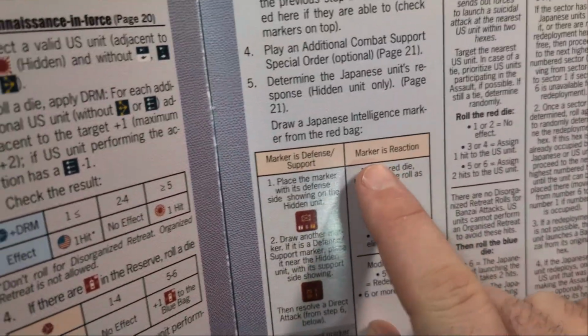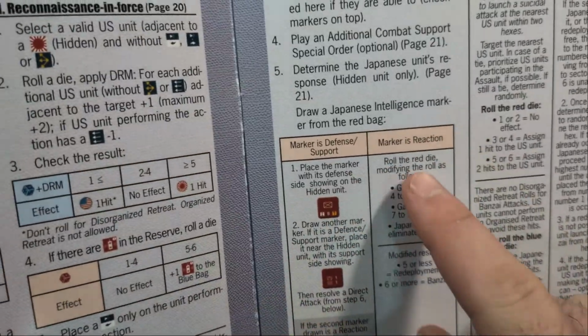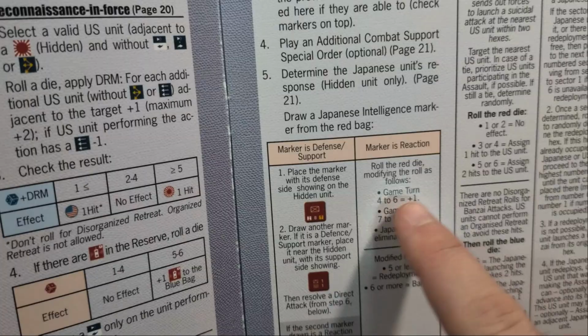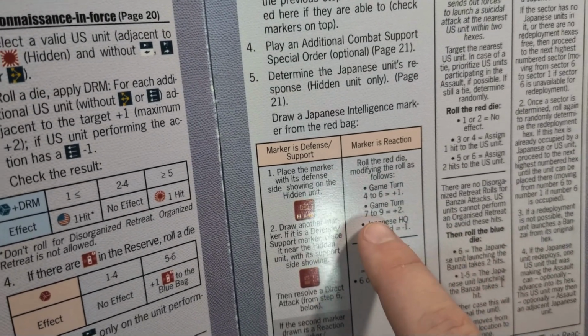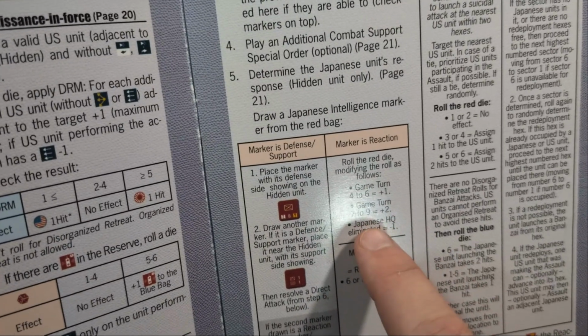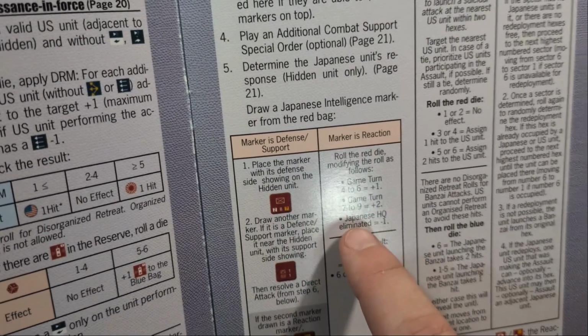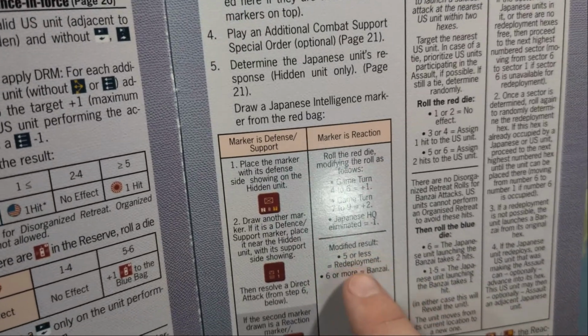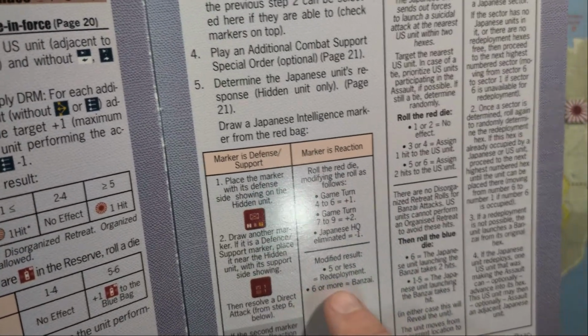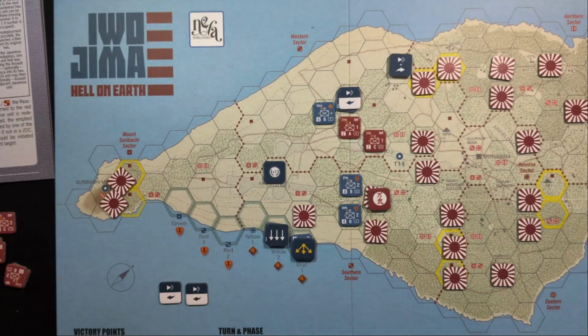So you check it on the reaction marker, everything is played by player A as well. And if the game turn is 4 to 6, the roll has a +1. Game turn 7 to 9, a +2, and an additional -1 if the Japanese HQ has been eliminated. If you get a 5 or less, you do a redeployment. If you get a 6 or more, you do a banzai. When you do a banzai, what you have to do is roll the red die.